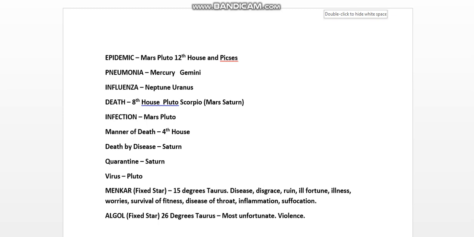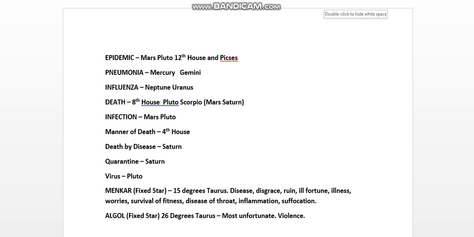However, I was finding the degrees around 15 degrees of Taurus were represented, and on that degree of Taurus is the fixed star Menkar. Now look what Menkar represents: disease, disgrace, ruin, ill fortune, illness, worries, survival of the fittest, diseases of the throat, inflammation and suffocation. Unfortunately, that encapsulates everything about this dreadful virus. I mean, obviously ruin, because look at the stock markets, the ill fortune, survival of the fittest, everyone being worried, and suffocation because people are struggling to get air in their lungs, actually struggling to breathe.